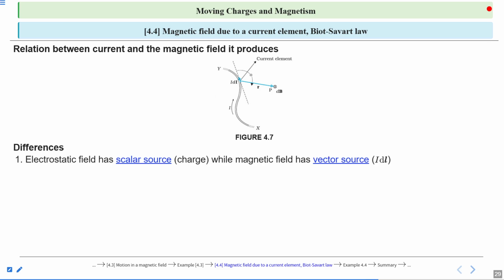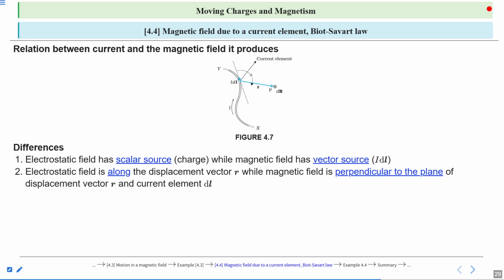So what are the differences? Electrostatic field has a scalar source, that is charge. Electrostatic field is produced by a scalar source, charge, but the magnetic field is produced by a vector source, that is I dl. So what is I dl? It is a vector. It has direction, same as current.